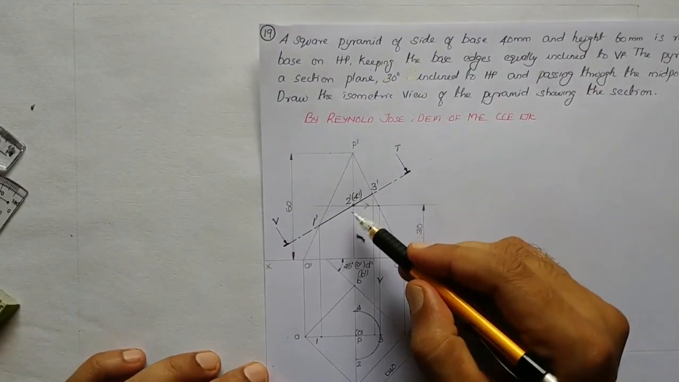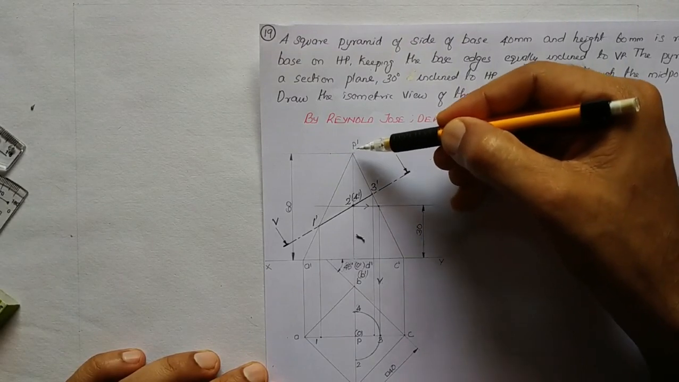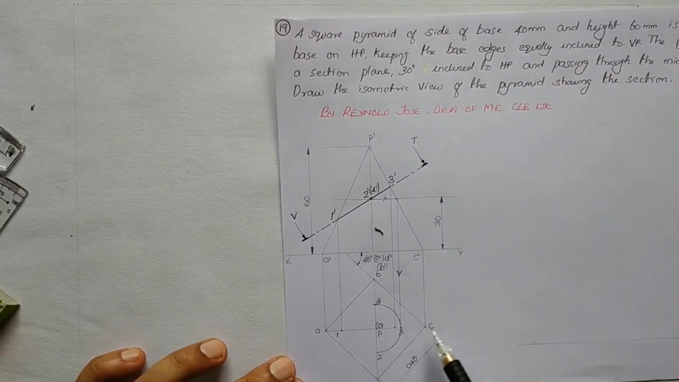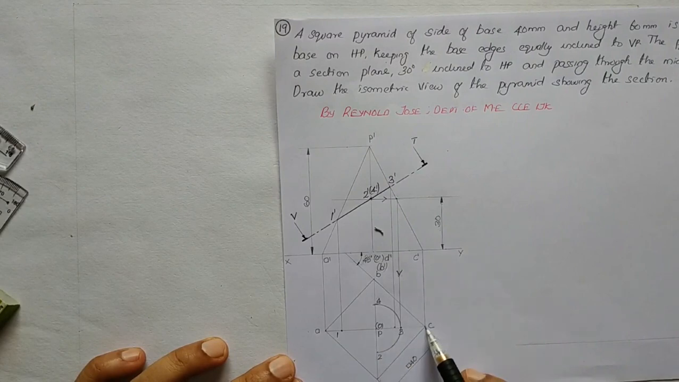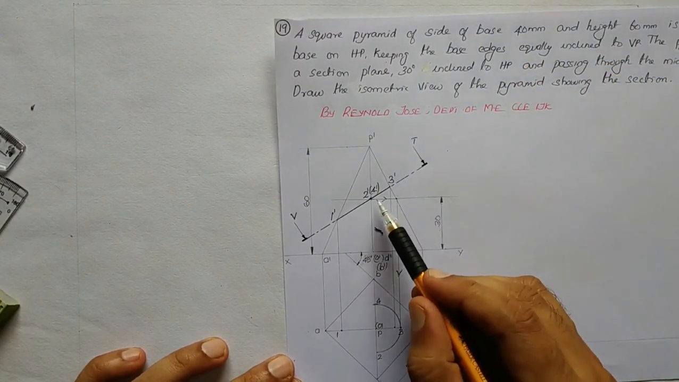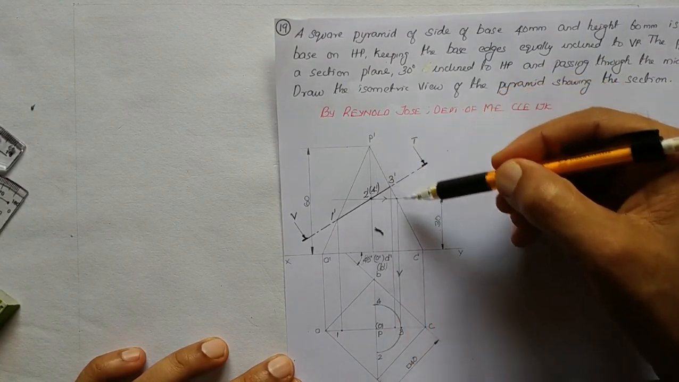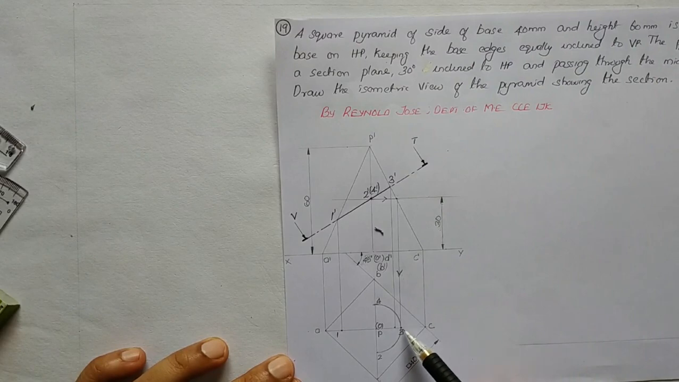So in order to transfer 2 and 4, we have to extend it up to a true length slanting edge. So here p'c', PC is a straight line that is parallel to the XY line. So PC will have true length in its front view, which is p'c'. So we are extending 2', 4' up to a true length slanting edge. We are just dropping it up to PC from this point.